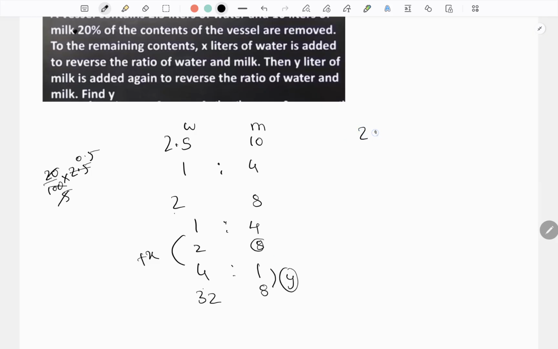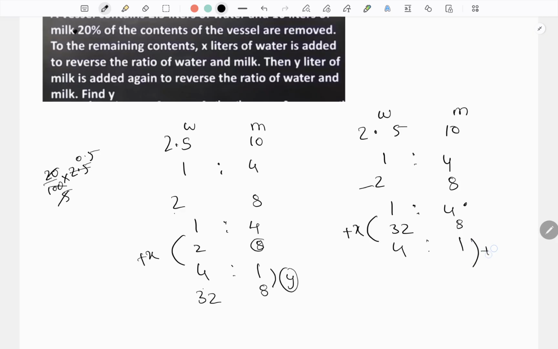See, again I will explain. 2.5, 10, water, milk. It becomes 1 is to 4. Now according to the question, 20% removed means 2 and 8. The ratio is again 1:4. Now x liters of water is added, so it becomes 4:1 ratio. Means there should not be any change in the milk. Milk must be the same, it is 8, but what should it be? 2 parts, actually 2 liters, now should become how much? 4 times it should become, means 4 eights, it should become 32. Understood? So that it becomes 4:1.